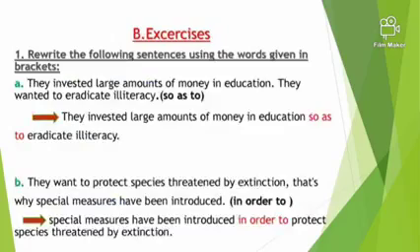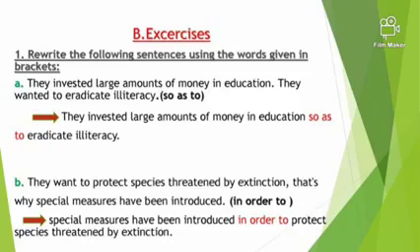We have here an exercise. Rewrite the following sentences using the words given in brackets. So we are going to use all those expressions of purpose to link the two sentences. A. They invested large amounts of money in education. They wanted to eradicate illiteracy.